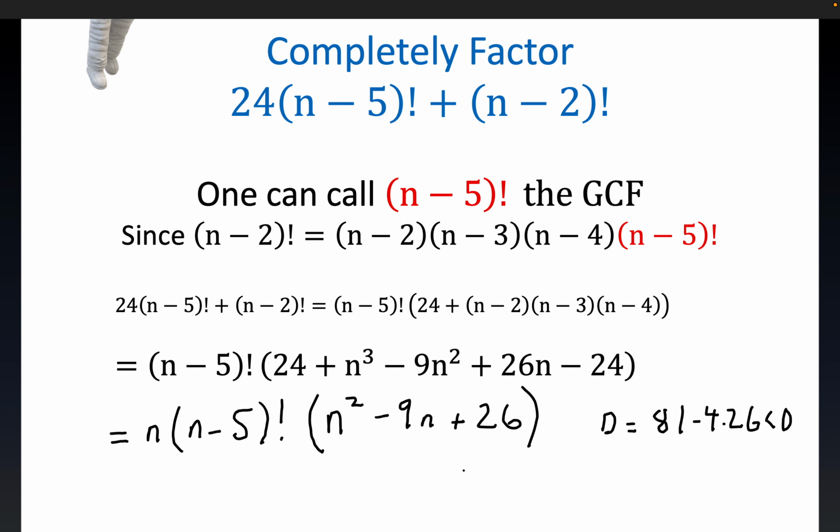In any event, this is the complete factorization. It's as low as you can get. It is a product of stuff, and we are done.